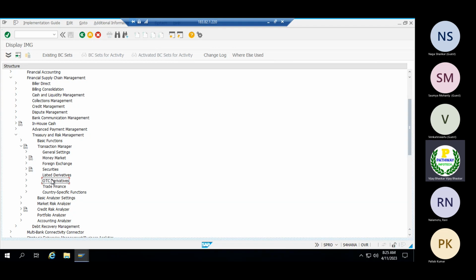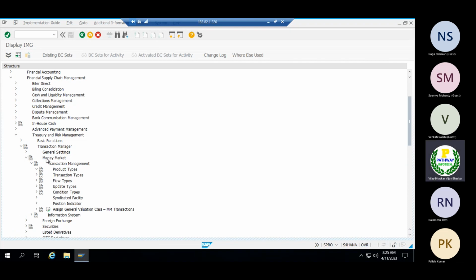OTC stands for over-the-counter, and trade finance. These are all the subcomponents available under the transaction manager. So that is the reason the transaction manager plays the key role. These are all the components for which we need to do the configuration under transaction manager.